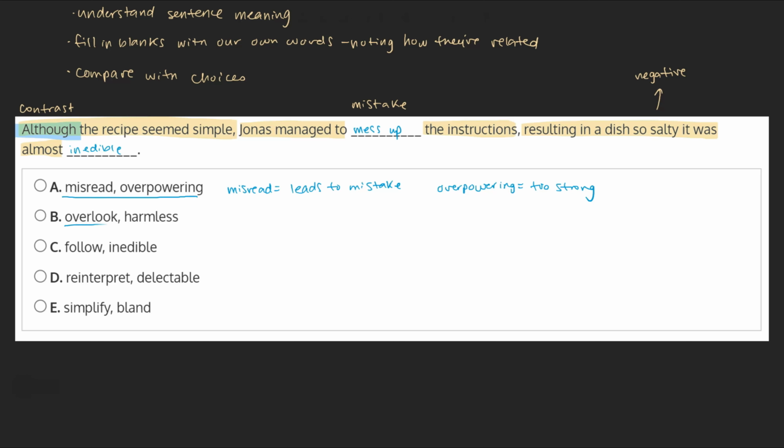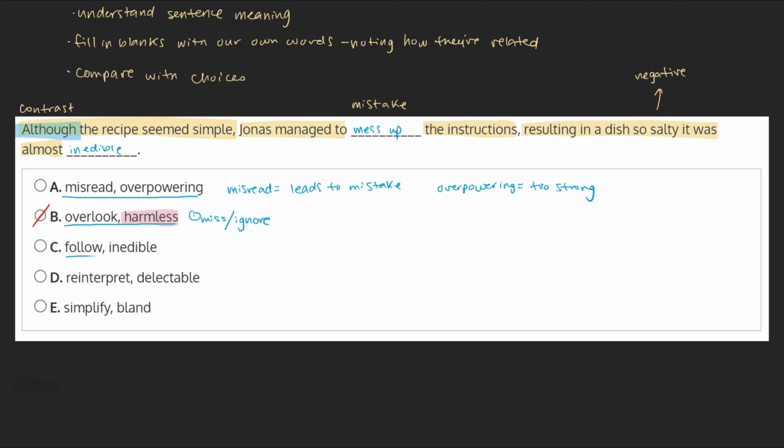B. Overlook the instructions, a harmless dish. Overlook means to miss or ignore something. While it is possible to overlook a step, it doesn't directly match the idea of misunderstanding simple instructions as clearly as misread does. More than that, harmless does not work with so salty it was almost harmless. A dish that is overly salty would not be described as harmless in the flavor sense. Because the second word doesn't fit, we can mark this choice off.